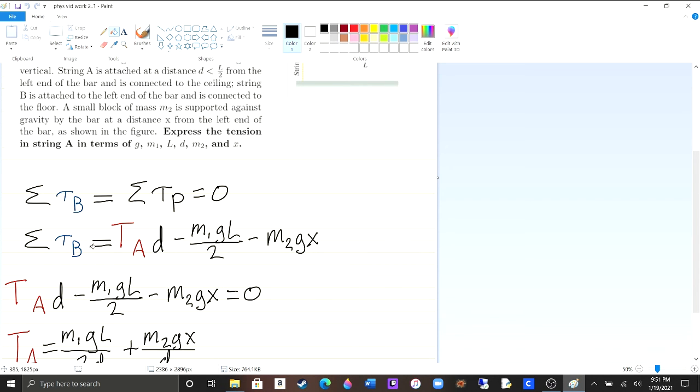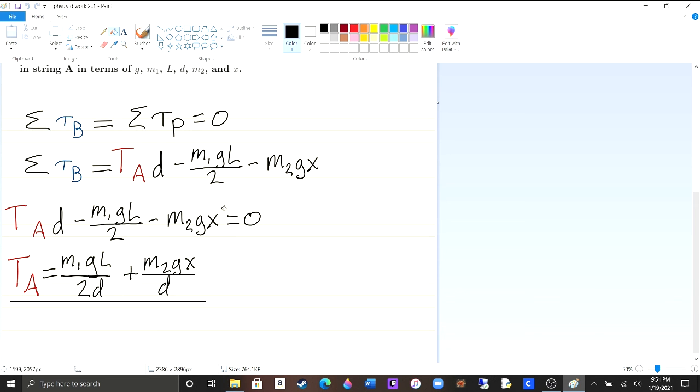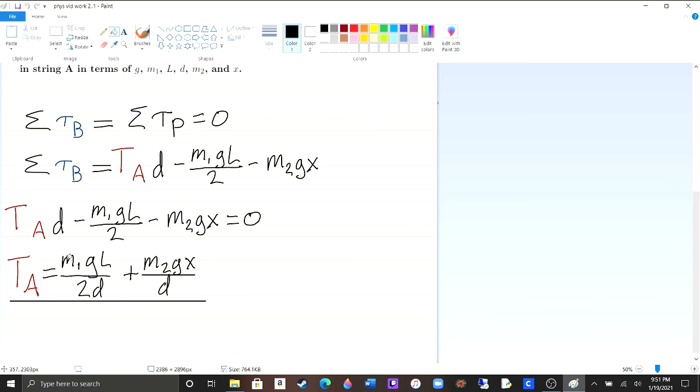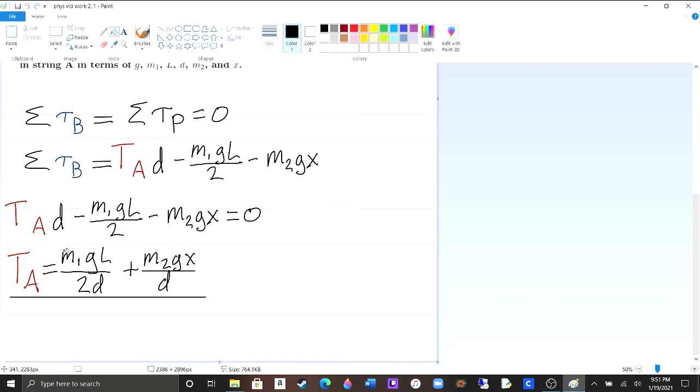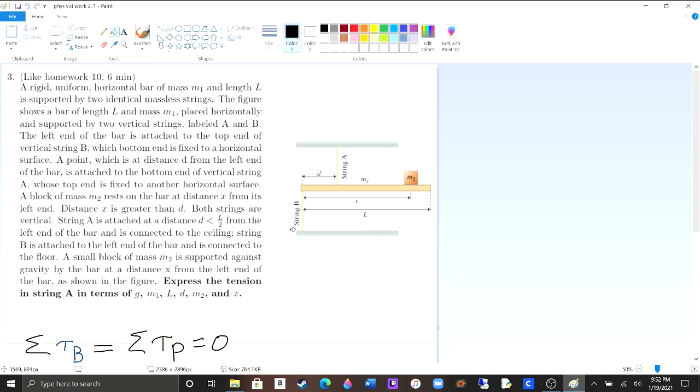Okay, so we have this equation now which describes our torque at B at this axis right here. So we know that the torque on B is equivalent to our torque on P, which is equal to 0. So this entire equation is equal to 0. We can just rearrange it, and we get that our tension in A is equivalent to our first mass times gravity times our length over twice our distance, plus m2 times g times x over d. So that is how you do number 3, and thank you.